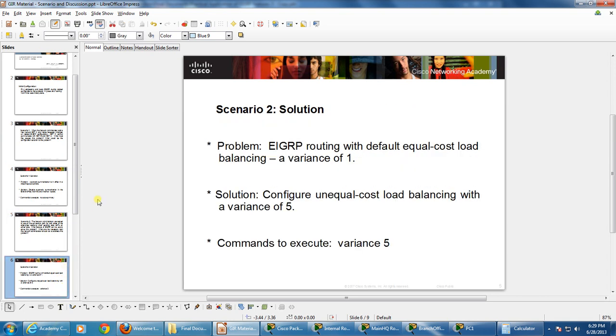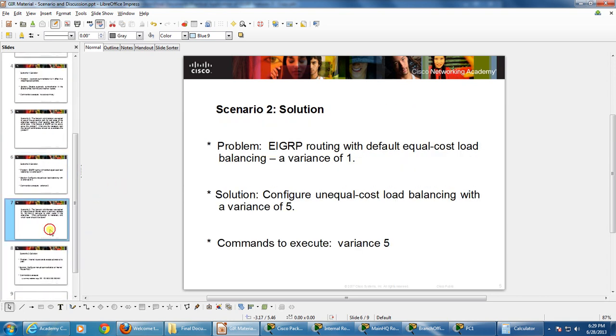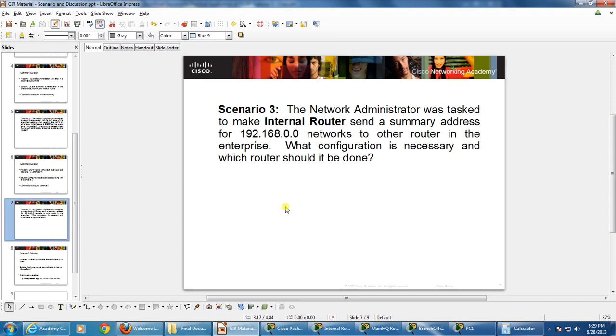So let's move on to our last scenario, in which the administrator was tasked to make the internal router send a summary address for the 192.168.0.0 networks to other routers in the enterprise. What configuration is necessary and on which router are we going to make this configuration?